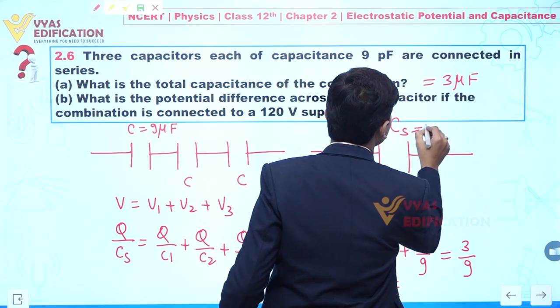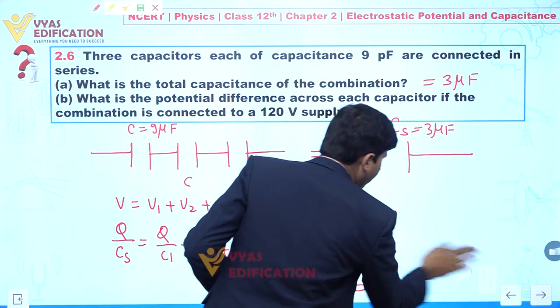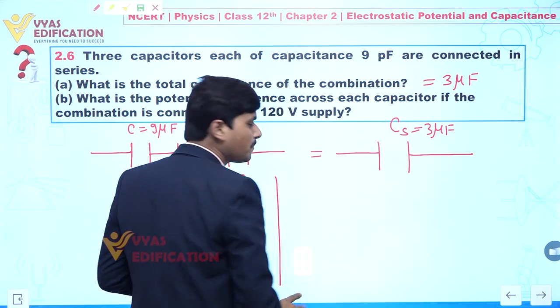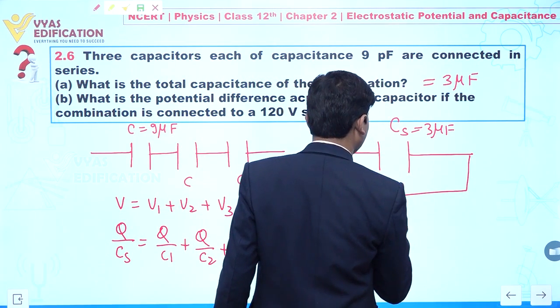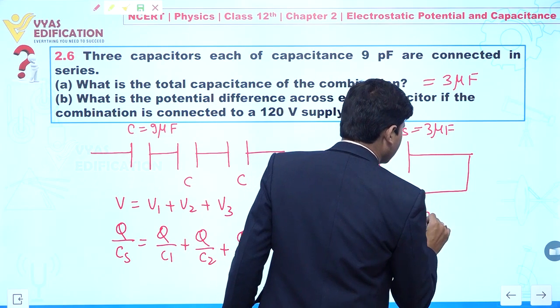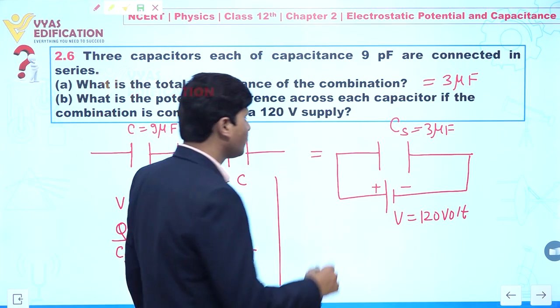So we can do one thing: this value we are getting is 3 microfarad, and we can say this is connected with the battery, and the battery has a potential difference of 120 volt. So we can see this is connected with the battery. This is 120 volt. So can we find the value of Q?